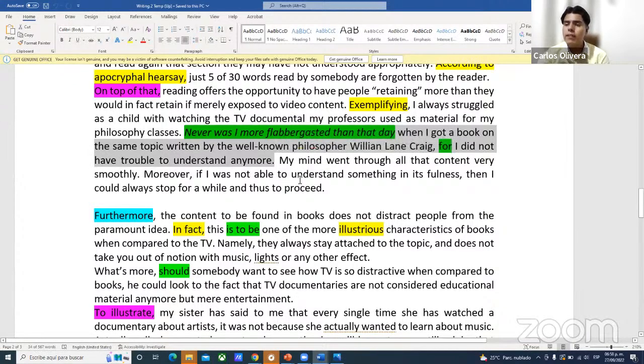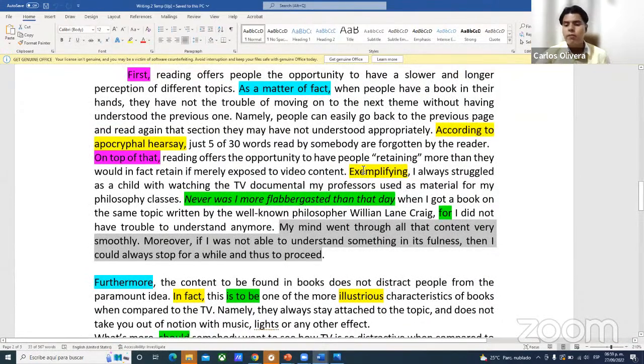I'm exemplifying with my own example how, when I got a book on philosophy, although I was not able to understand the topic before when I just had documentaries, when I started reading my book, I was able to understand the topic of philosophy. And I'm being very specific. Why? Because I'm saying who wrote that book, right? William Lane Craig. So I'm not just talking about any book. I'm talking about the book that William Lane Craig wrote. So as you can see, I'm making it personal and specific, right? I continue, I complement. My mind went through all the content very smoothly. Moreover, if I was not able to understand something in its fullness, then I could always stop for a while and then proceed, okay?